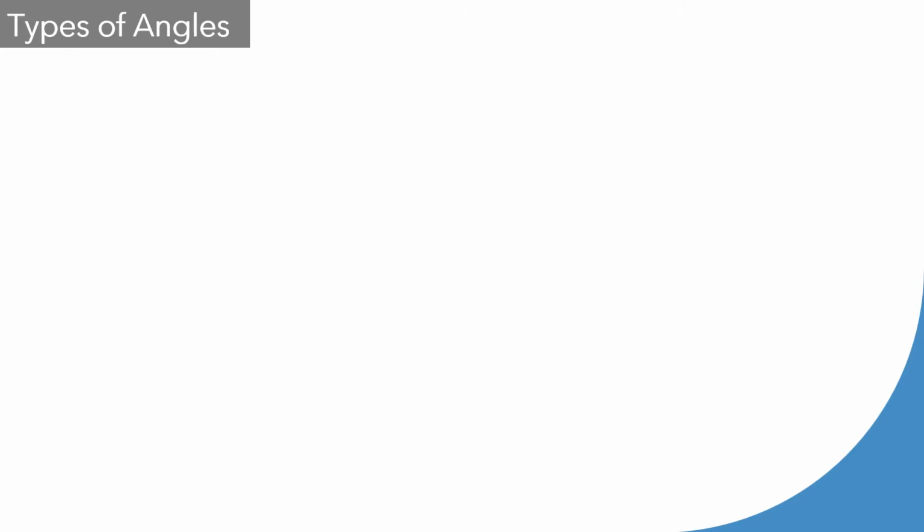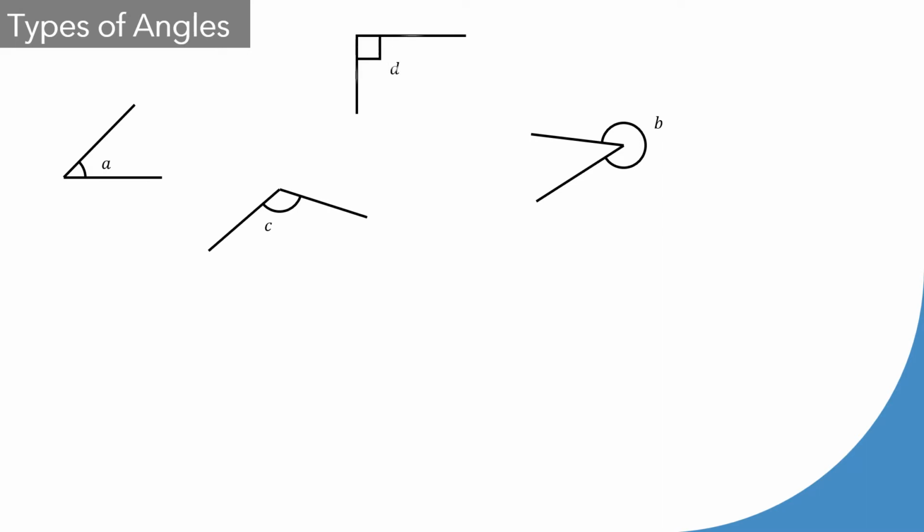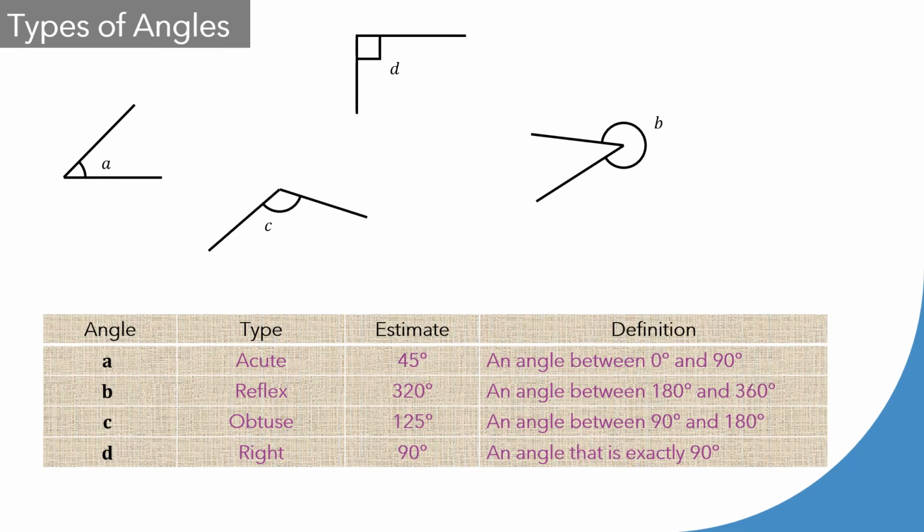So after learning the rules of the bearing and the directions, you also need to learn the types of angles. So here are some angles which I'm showing on the screen. I would like you all to pause the video and try it by yourself by naming these angles and the estimated size of these angles plus the definition of these angles. Give it a pause and try it by yourself. So here are the answers for you all to see how many of you were right while answering the question about the types of the angles.